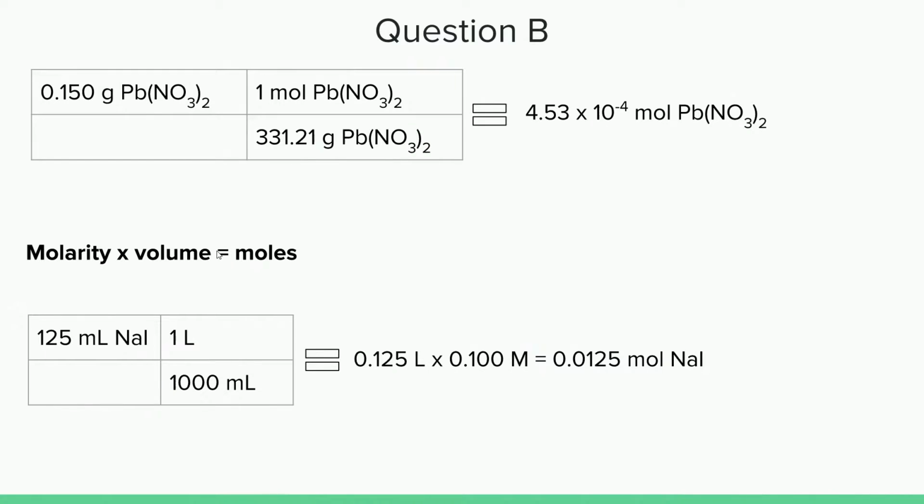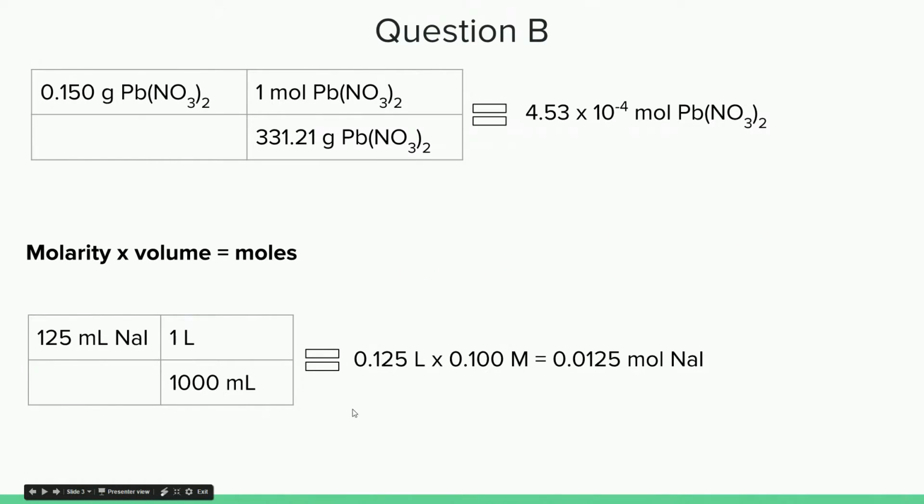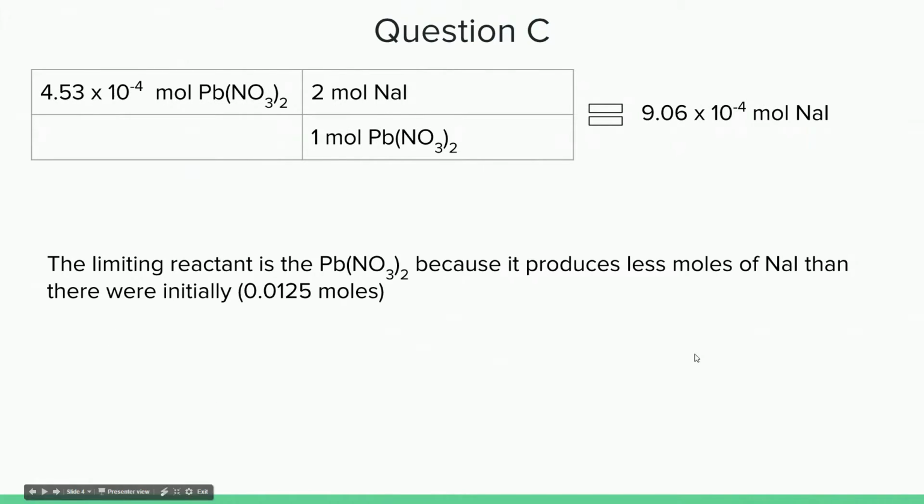Then, to find the moles of the sodium iodide, we have to use the equation molarity times volume equals moles. But before we do that, we have to convert the 125 milliliters into liters. We do this by dividing it by 1000 because 1 liter is equal to 1000 milliliters, which gets us 0.125 liters. So then you multiply that by its molarity of 0.1, and you end up getting 0.0125 moles of sodium iodide. Question C asks us to identify the limiting reactant.